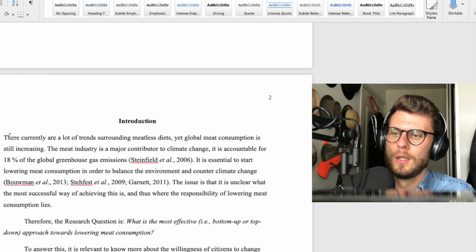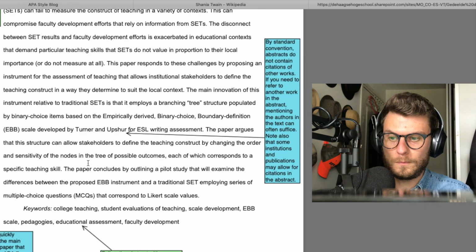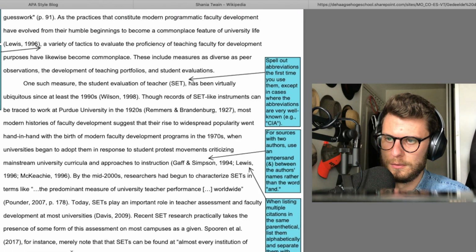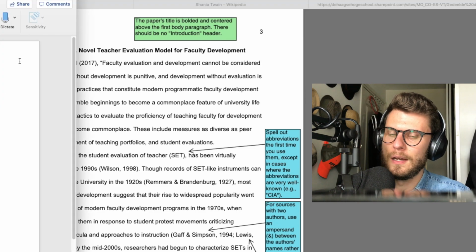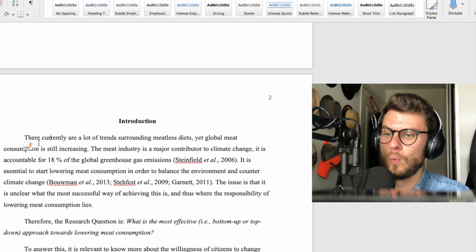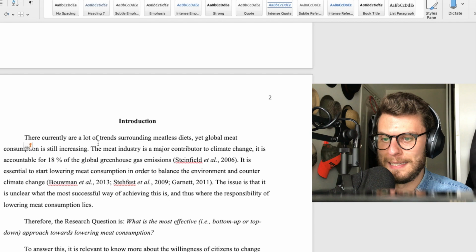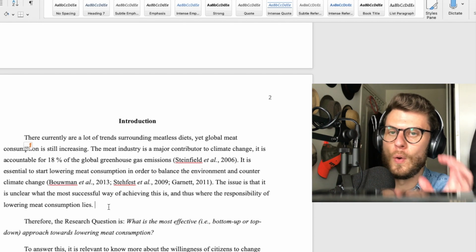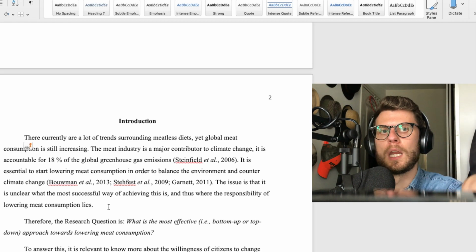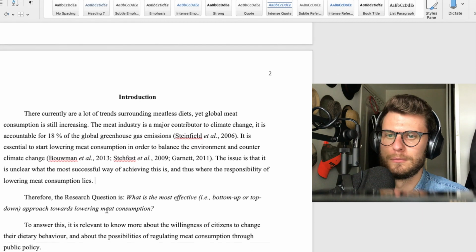Cool. You'll also see that the starting paragraphs should actually be indented. So when you start any sort of new paragraph, make sure to press tab and indent. This denotes to the reader that you have different chunks of thought, like different subtopics within the topic that you're talking about. There's a lot of T's in there.